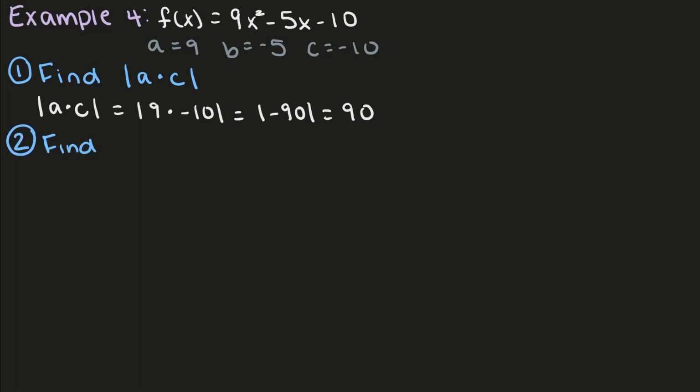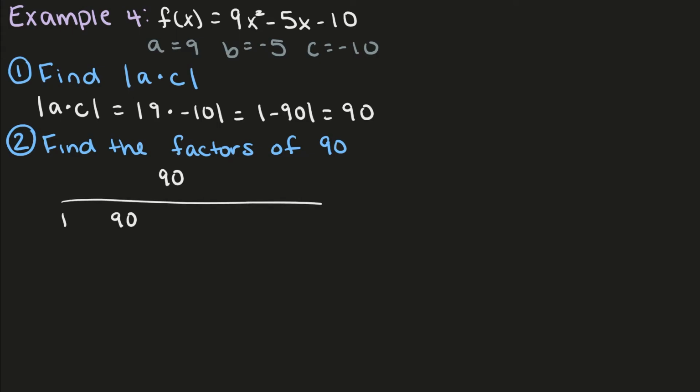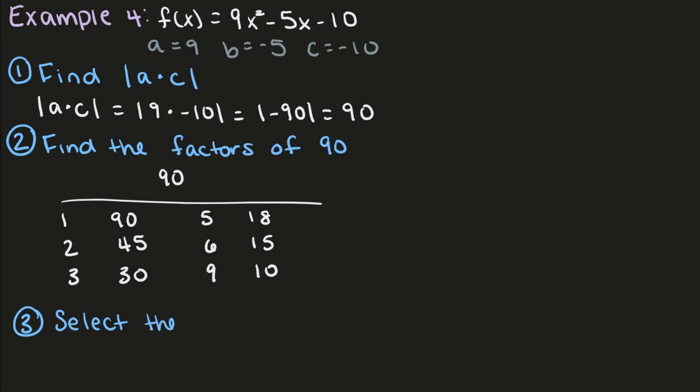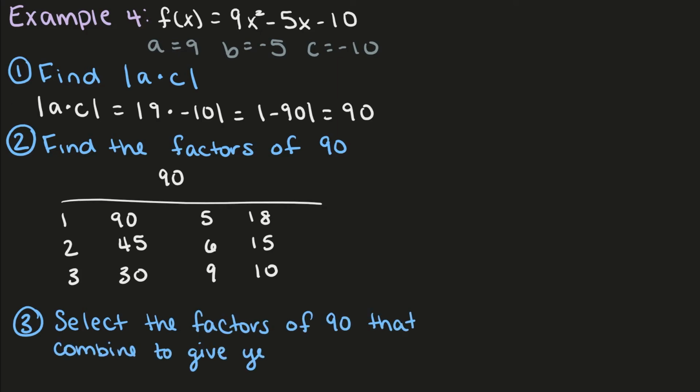Next, we'll find all the factors of 90. So the factors of 90 are 1 and 90, 2 and 45, 3 and 30, 5 and 18, 6 and 15, and 9 and 10. Next, we'll select the factors of 90 that combine to give us our b term. b is equal to negative 5, and none of these factors will add to give us 5. So that means this function is not factorable.